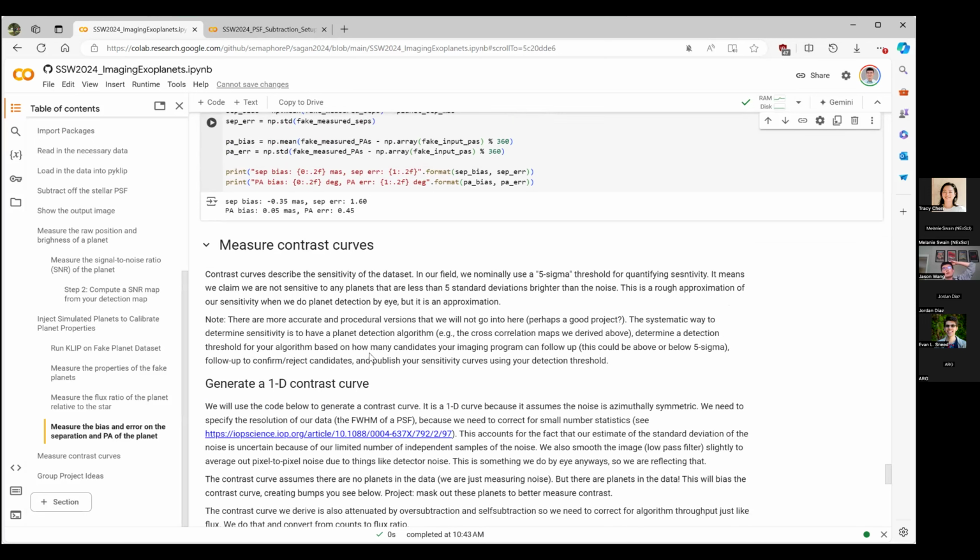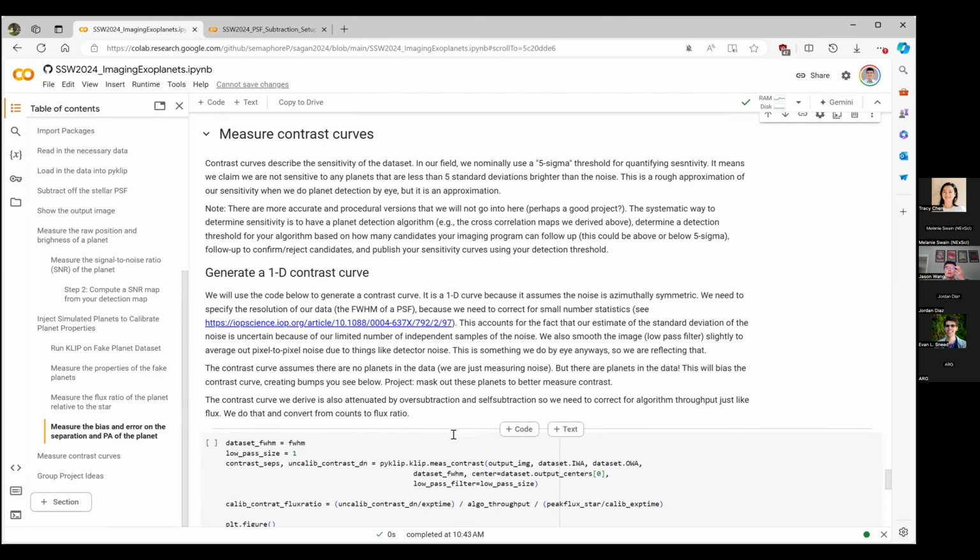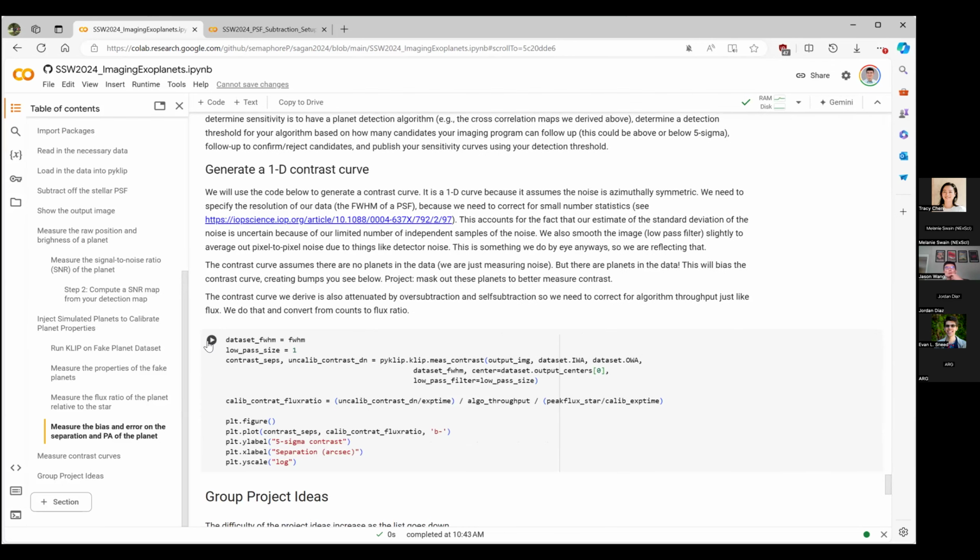We generally produce 1D contrast curves. 1D contrast curves give the sensitivity to planets as a function of separation from the star. Like I mentioned before, we assume our noise is azimuthally symmetric. So that means that we don't need to specify for each pixel how sensitive we are to planets. We can specify, for each separation, how sensitive we are to planets. We can assume that all pixels of the same separation have roughly the same sensitivity. This is not exactly true, but it's good enough for almost all intents and purposes.